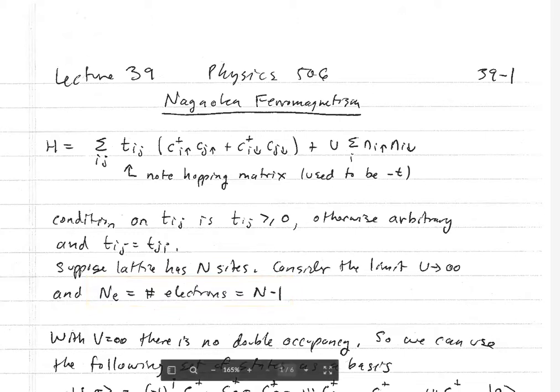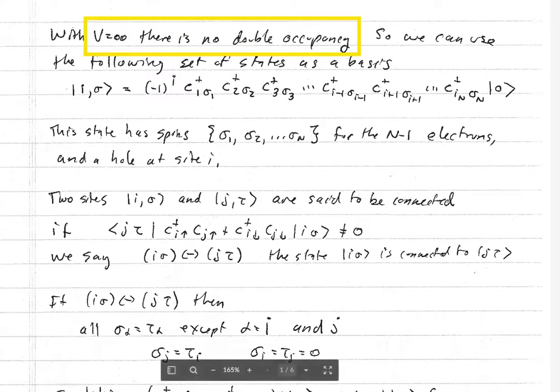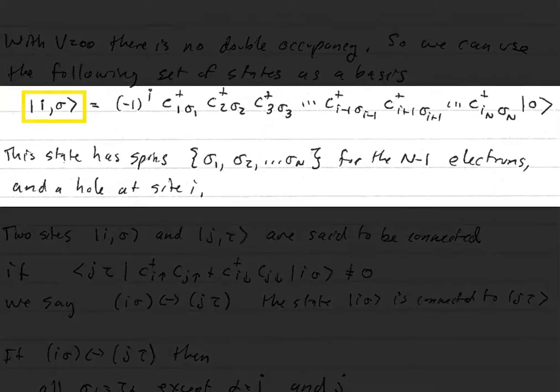Now you should recall that when U is equal to infinity, there is no double occupancy. So the following set of states can serve as a basis. We're going to call the state I comma sigma, and it's going to have a phase factor in front, which is minus 1 raised to the ith power. It'll have a C dagger 1 sigma 1. So sigma you can think of as a multi-index. It's an N minus 1 fold index, or even I think we'll be using it as an N-fold index.